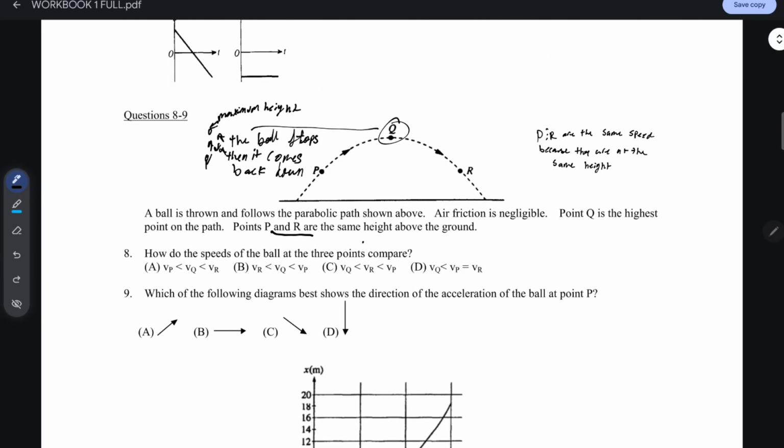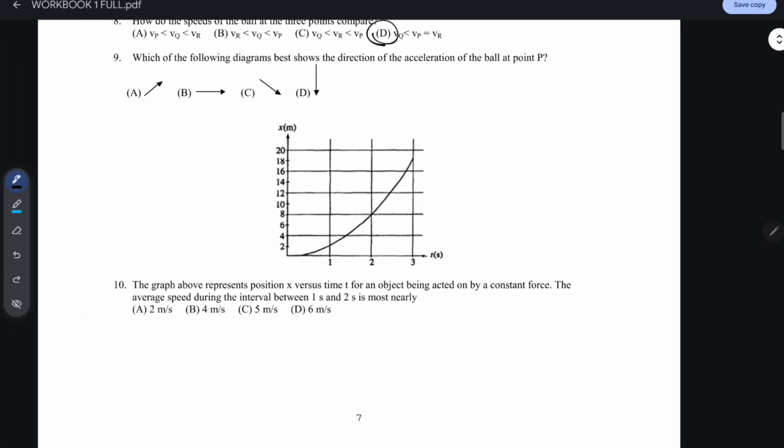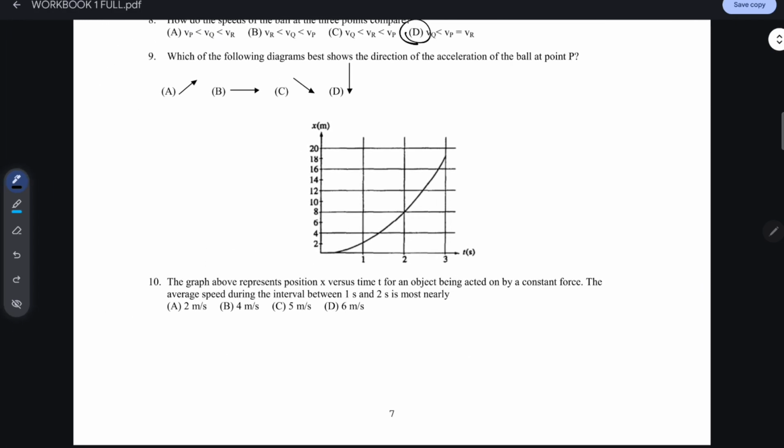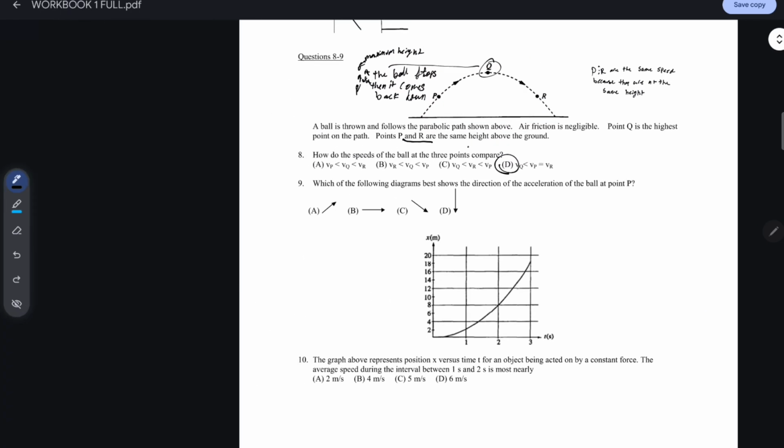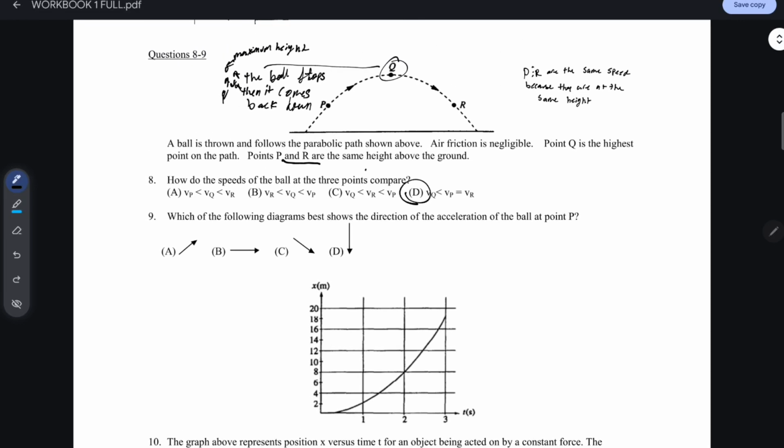So knowing that, VP is equal to VR. So it would be D. Pretty easy. Which of the following diagrams best shows the direction of the acceleration of the ball at point P? Okay, point P. So we have this one.